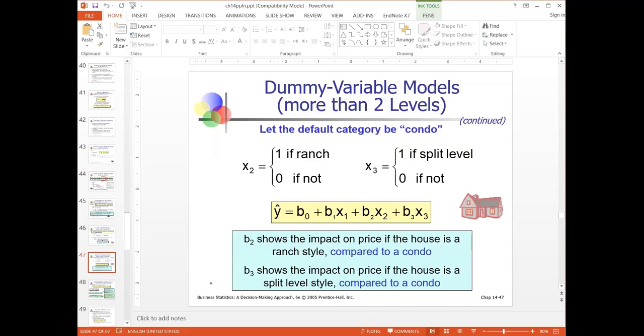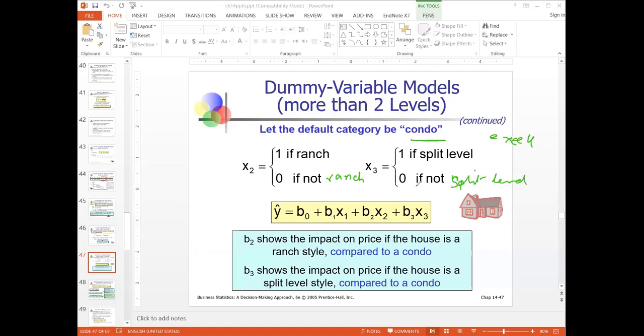So let's see what it has done. It has made condo the default category. It is up to the discretion of a researcher which category should be made the default. It is done in Excel using coding. Okay, so he has made a new variable x2 which is 1 for ranch and 0 for not ranch, and 1 for split level and 0 for not split level.